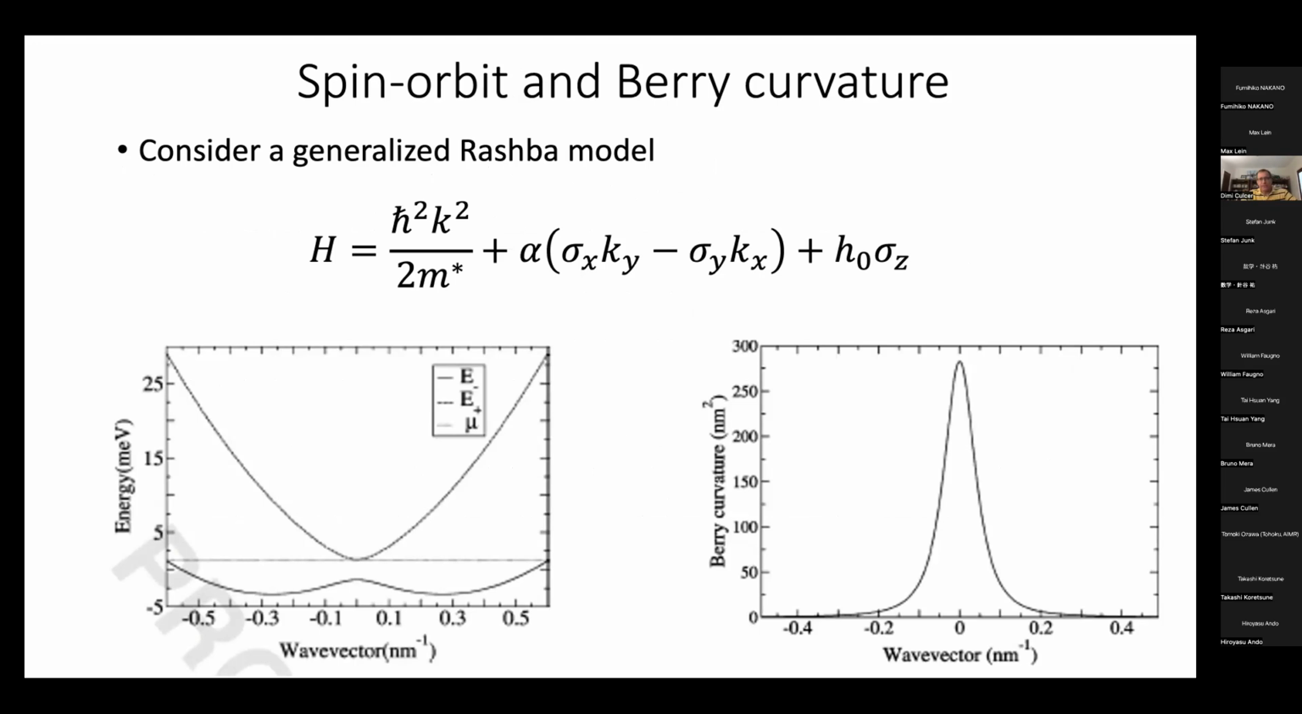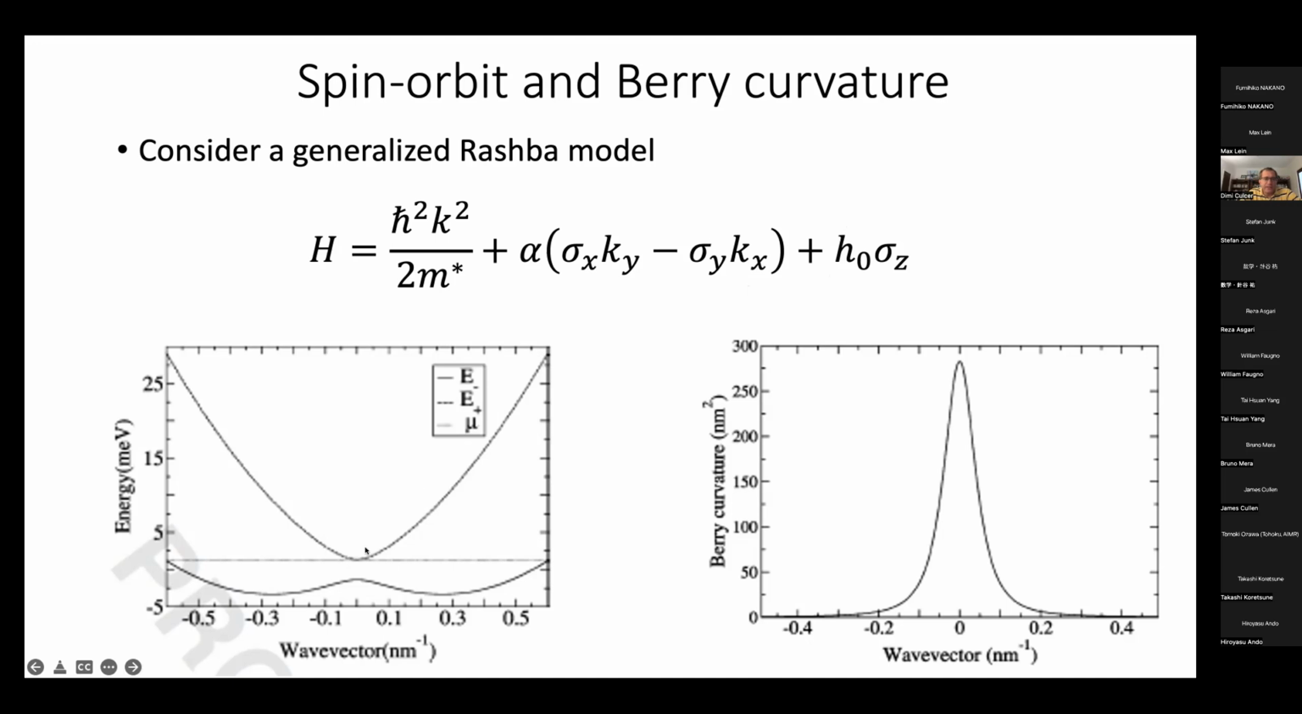In the Rashba model, for a semiconductor, we have the scalar dispersion. Then we have the spin-orbit interaction. This is a two-dimensional system. Spin-orbit interaction, sigma x k_y minus sigma y k_x. And then we have to break time reversal, so we're going to have some exchange field. Let's just pretend this is some magnetization, which is pointing out of the plane, perpendicular to the plane.